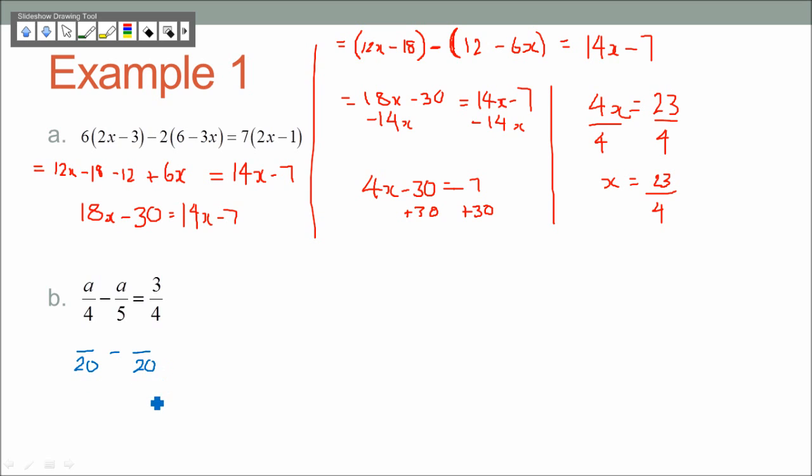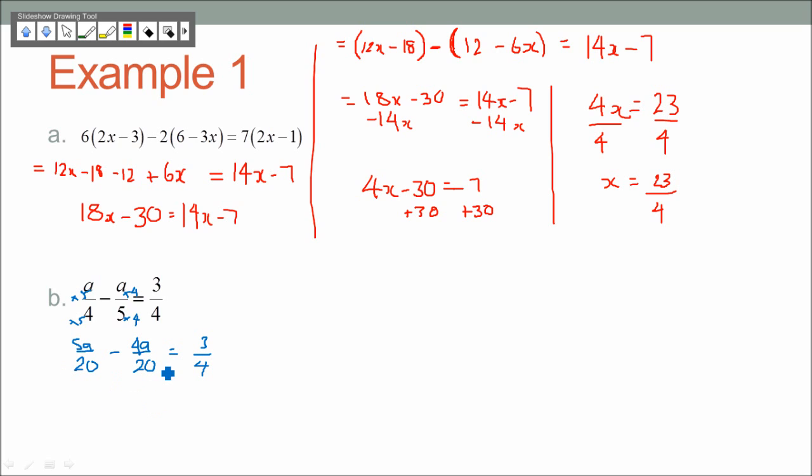Now, our numerators are going to change as well. This one was multiplied by 5, and this one was multiplied by 4. So that now on the top here we've got 5a, and this one we've got 4a, and that equals 3/4.